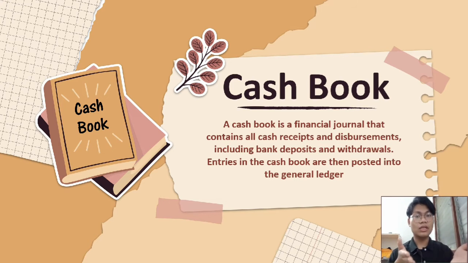So today I will continue with our presentation and I will explain more about the cash book. So what is a cash book? A cash book is a financial journal that contains all cash receipts and cash disbursements, including bank deposits and withdrawals. Entries in the cash book will then be posted into the general ledger.